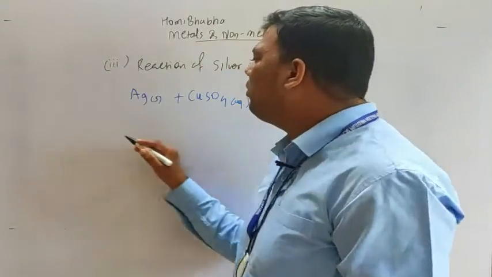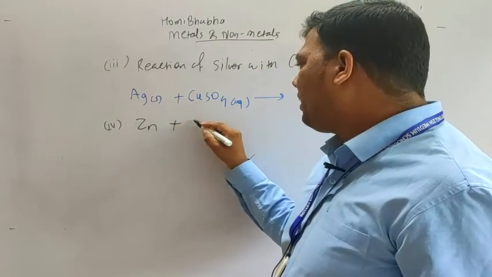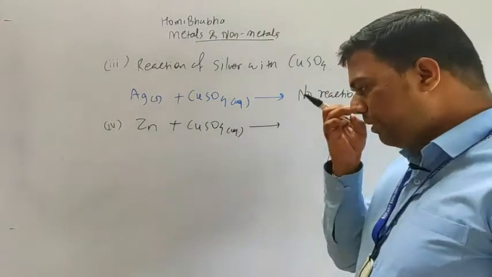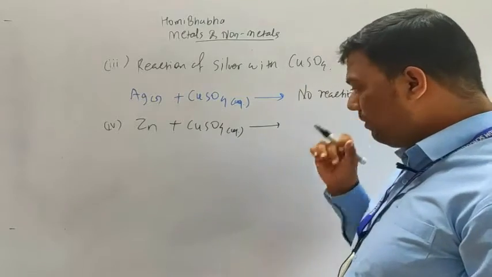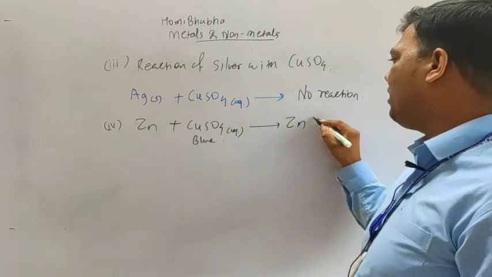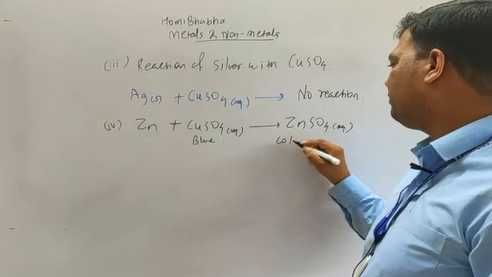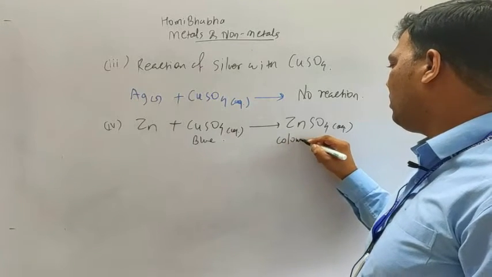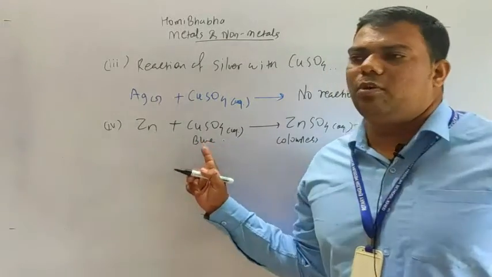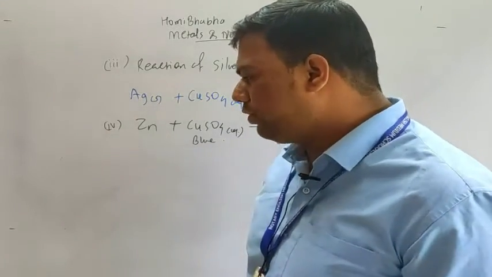See more examples also. We can write directly Zn plus CuSO4. It can displace. Yes, here copper is displaced. What will form? The CuSO4 is blue. Then ZnSO4, which color? Yes, colorless, plus Cu. So here your copper is displaced easily. We will see another example also.